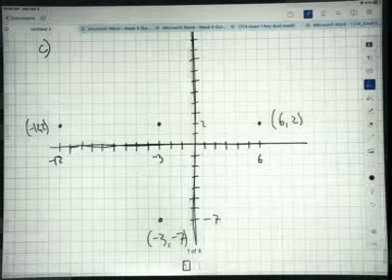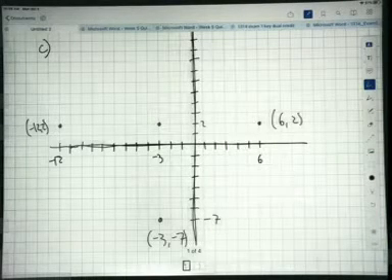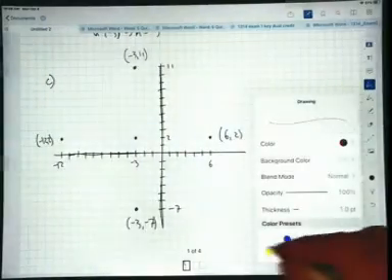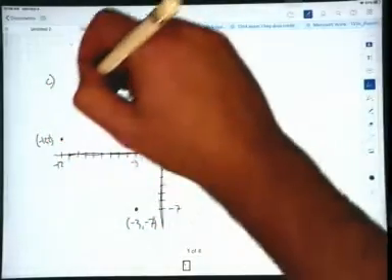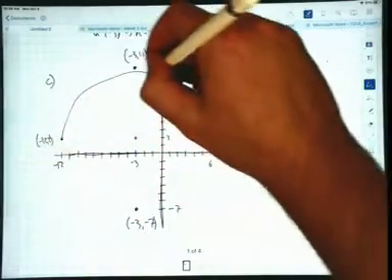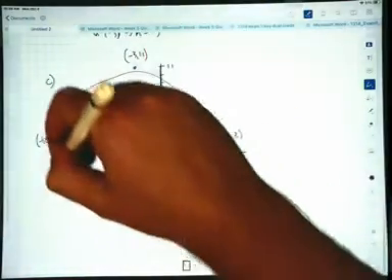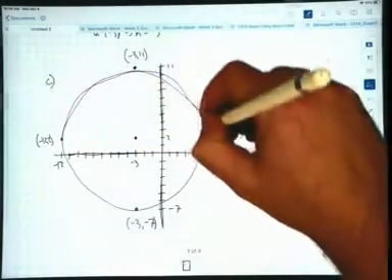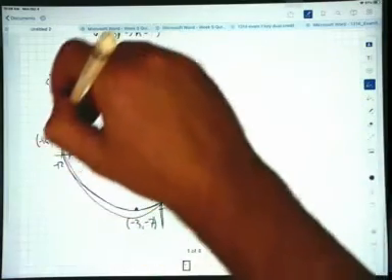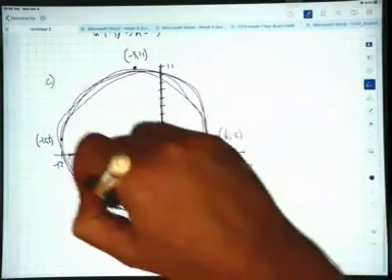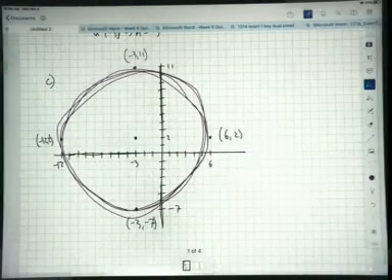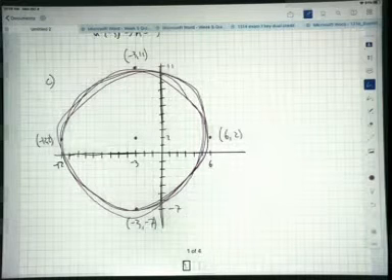Well, I don't have any. I wish I had some shape things I could make shapes with on this, but I don't. So we're just going to give it our best shot. Sometimes you just keep going around and around, you'll eventually get there. We'll call that close enough for our purposes. There's our circle.